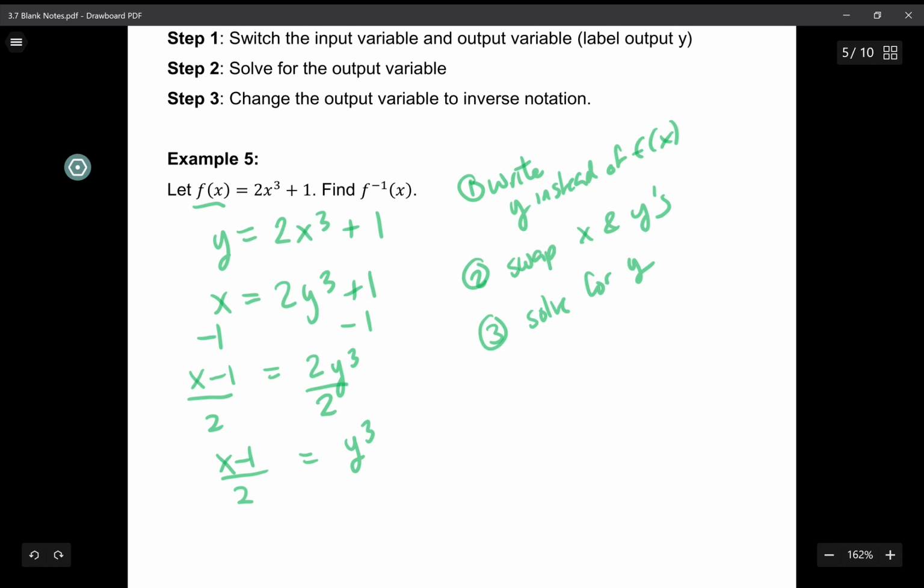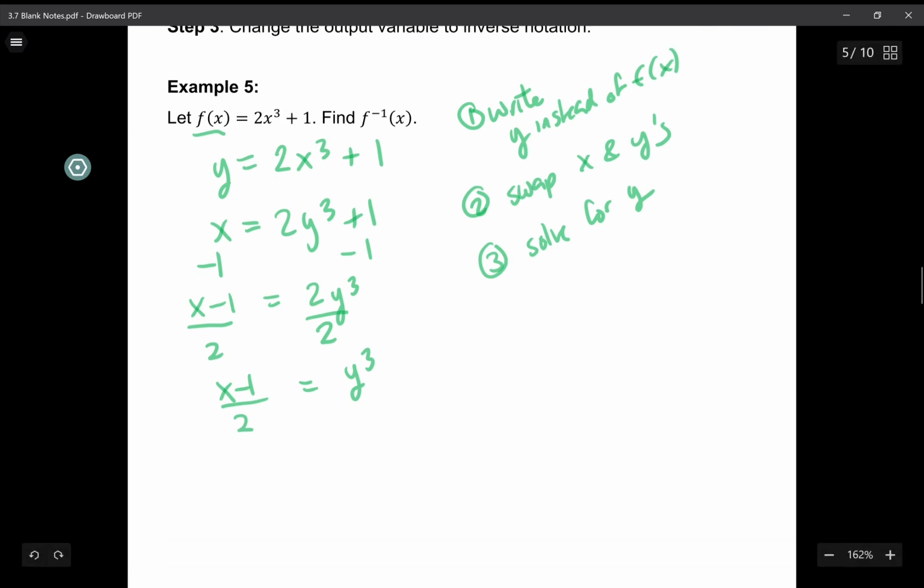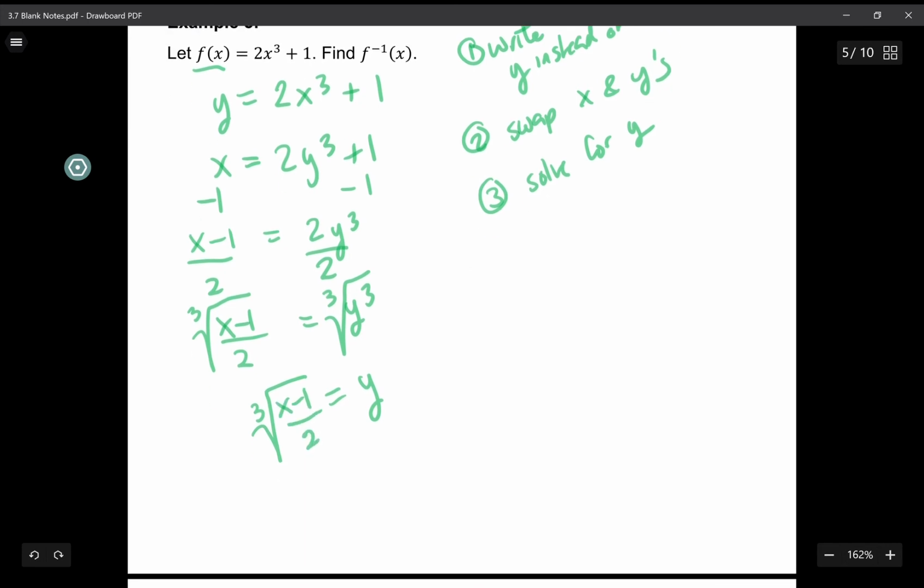How do I undo a cube? Well, I take a cube root or I take it to the 1/3 power, however you want to remember that from your exponent rules. So I'm just going to write a cube root of each side. Cube root cancels a cube and I get y equals the cube root of x minus 1 over 2. And then the last step is to rewrite using function notation. And that simply means replacing the y with f inverse of x.